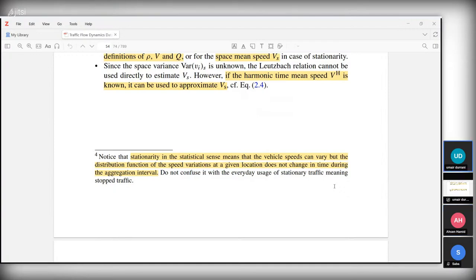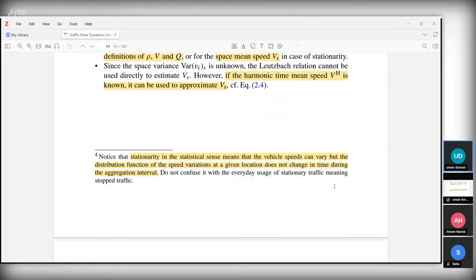Yeah, so based on what I understand from the chapter, what they're saying is we take an aggregation interval, as you mentioned, 15 minutes. So let's take delta t equals 15 minutes. And within that 15 minutes, if we see that the distribution of the speed changes, then the conditions are not stationary. Which means, for example, within those 15 minutes, we can see for every 5 minutes, what is the average speed and what is its standard deviation.